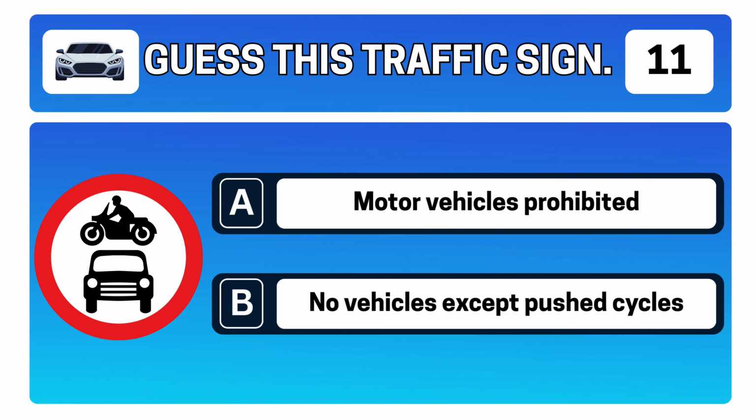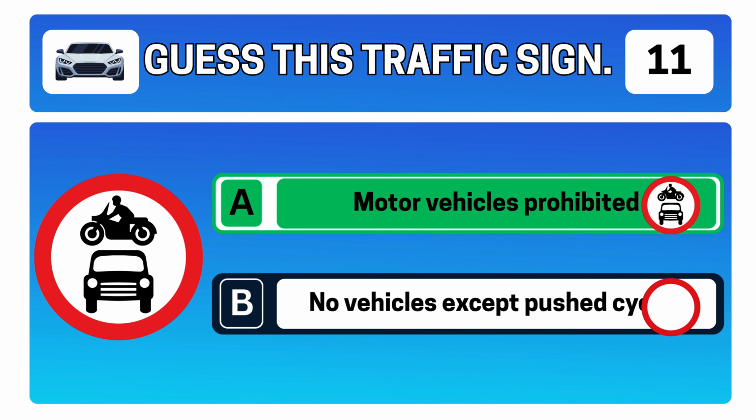Guess this traffic sign. A. Motor vehicles prohibited. B. No vehicles except pushed cycles. Correct. This sign prohibits motor vehicles from using this roadway.